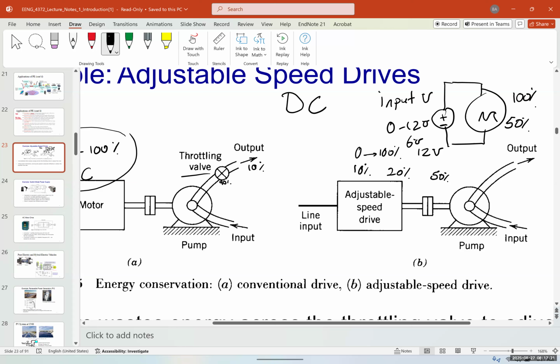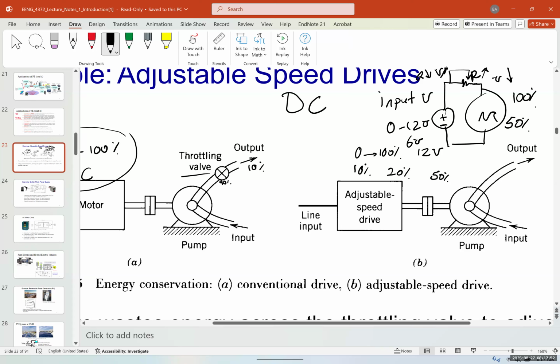Perfect. One option that I could use is just a variable resistor connected to the motor. By controlling this R, if the resistor goes up, what happens to the voltage? It drops. And if the resistor goes down, what happens to the voltage? It goes up. So by adding a variable resistor, I can precisely control the motor.